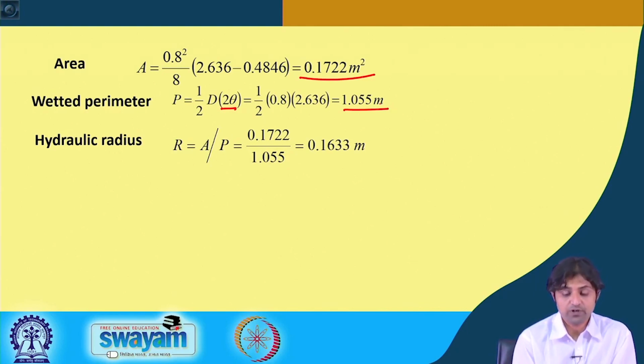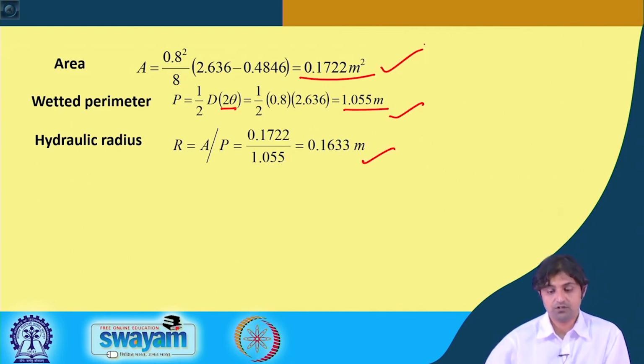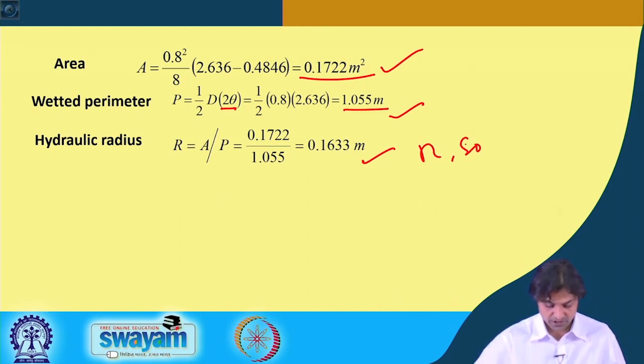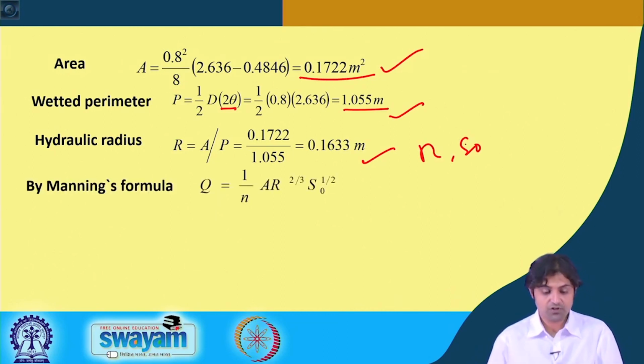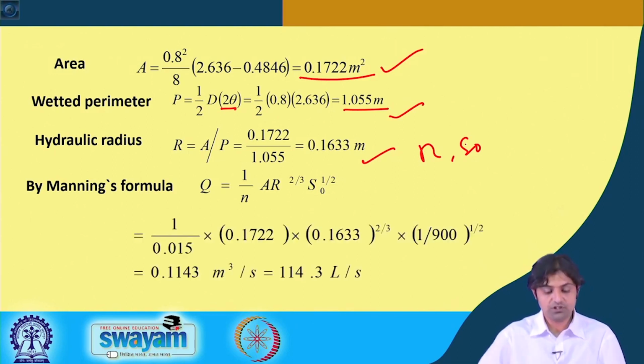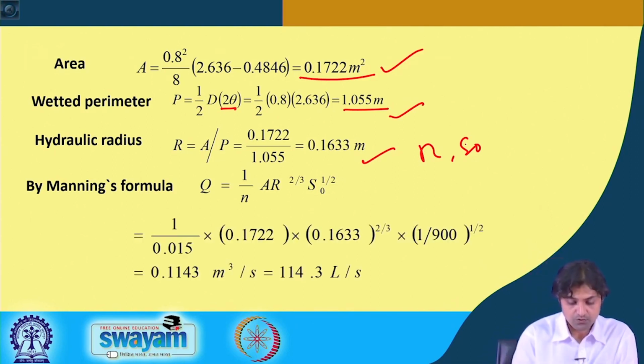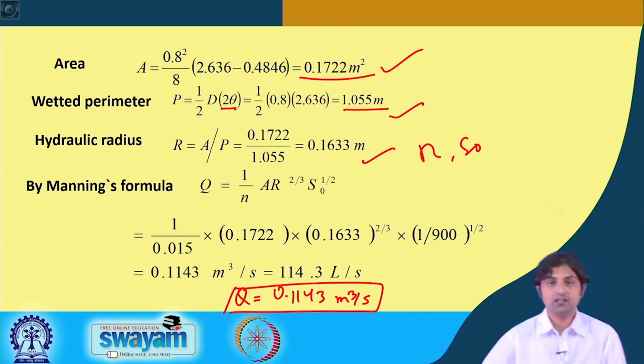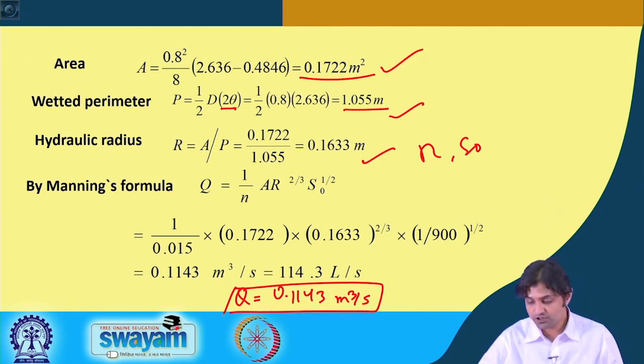The hydraulic radius is going to be A by P, which is 0.1633 meter. So, we found the hydraulic radius, wetted perimeter and area; n we already know, S naught we already know. By Manning's formula, Q is equal to 1 by n A into r to the power 2 by 3 and S naught to the power half. If we substitute the values, we get Q as 0.1143 meter cube per second. Very simple, the catch in this problem was that the configuration was a little different, other things were fine.